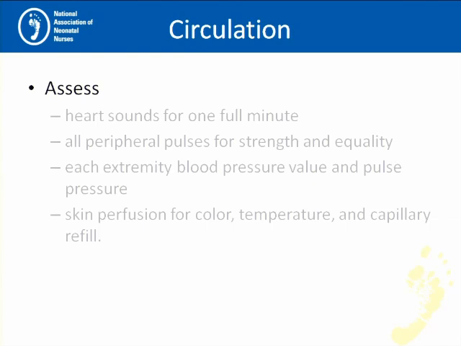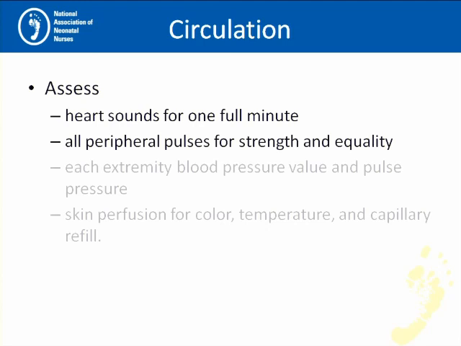In assessing circulation, auscultate heart sounds for 1 full minute. Check the heart rate and rhythm, and check for murmurs. Findings associated with cardiac conditions may also include tachycardia, bradycardia, irregular heartbeat, and systolic or diastolic murmur. Palpate all peripheral pulses for strength and equality. Findings associated with cardiac conditions may include unequal upper or lower extremity pulses and bounding or weak pulses.